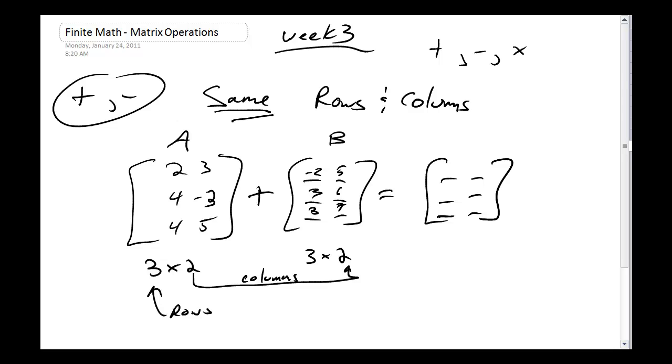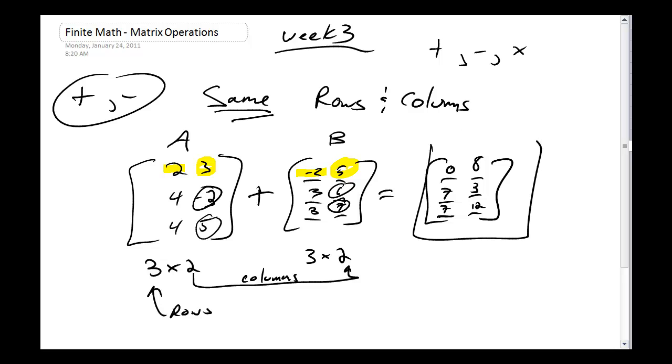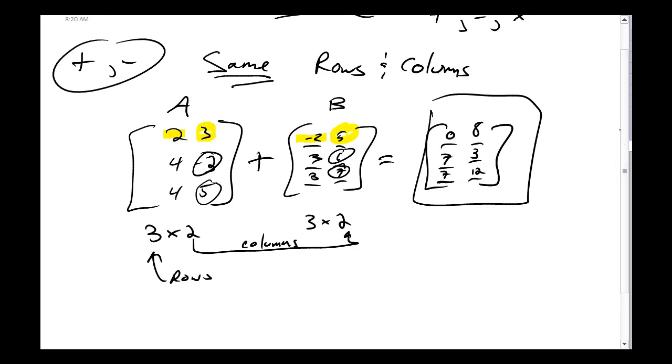So I'm going to add it this way. 2 plus a negative 2 is going to leave me with 0. Again, adding these together term by term, I'm going to add 3 to 5 and get 8. 4 plus 3 gives me 7. Negative 3 plus 6 gives me 3. 4 plus 3 gives me 7. And then 5 plus 7 gives me 12. This is my final answer for addition. Subtraction would have worked exactly the same way, except I would have subtracted term by term.